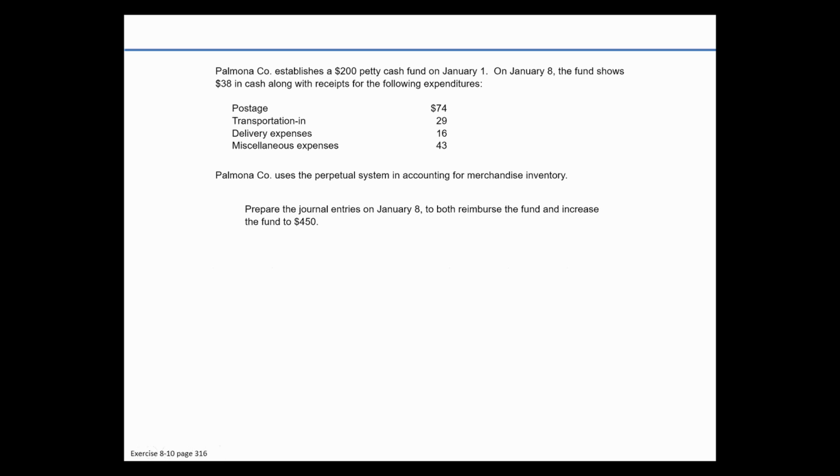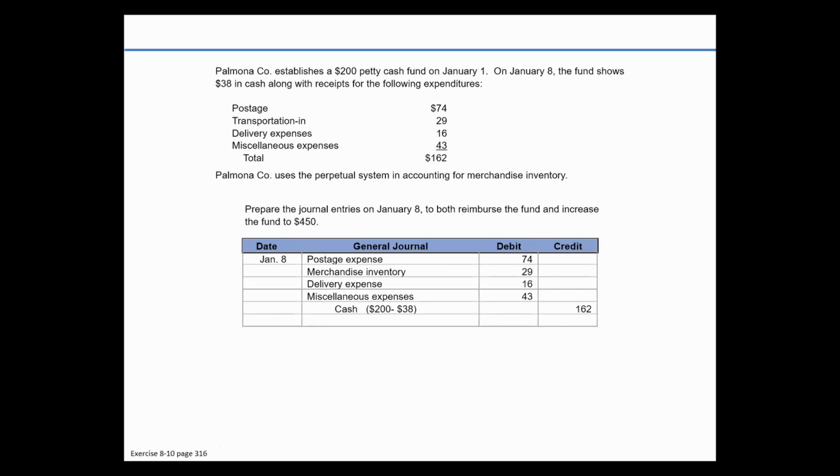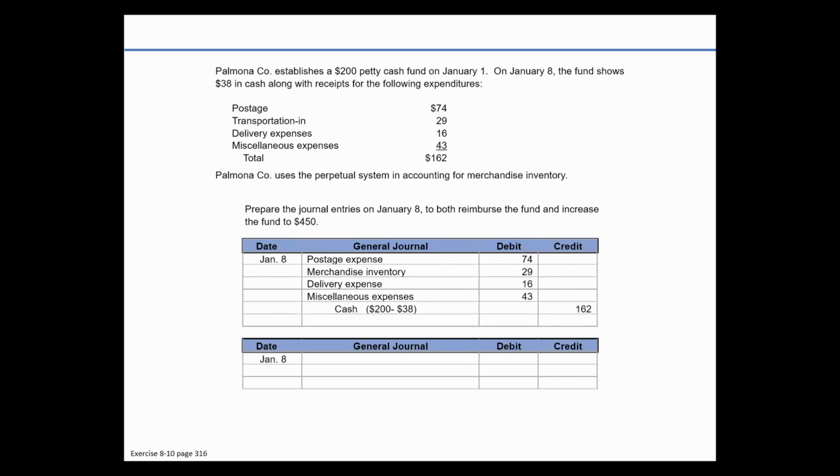Then we realized that 200 wasn't enough, and we want to increase it to 450. So in order to increase it, there will be a debit to petty cash in the amount of 250 because that's the amount of the increase. We started out at 200. We want it to be 450. So we'll add 250 to it. So debit to petty cash and then credit cash for 250.